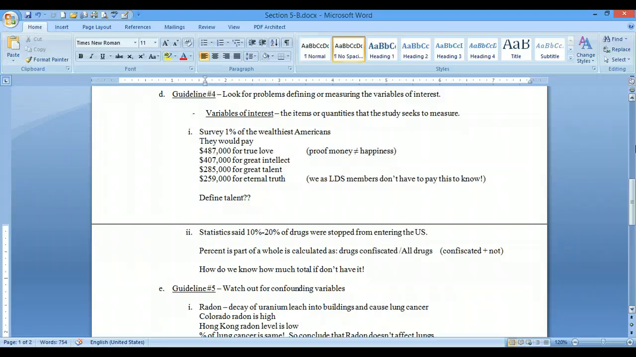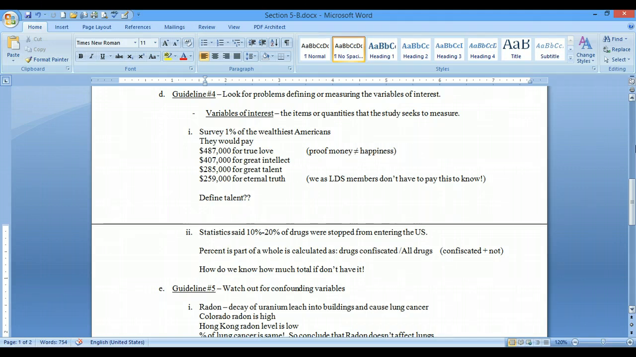How about great talent? Well, we did just talk about music and languages. Those are talents. How about all of the other talents all over the world? How do you define that? Luckily for us, we as LDS members don't have to pay $259,000 to know eternal truth. All we need is a broken heart, or a broken spirit and a contrite heart.